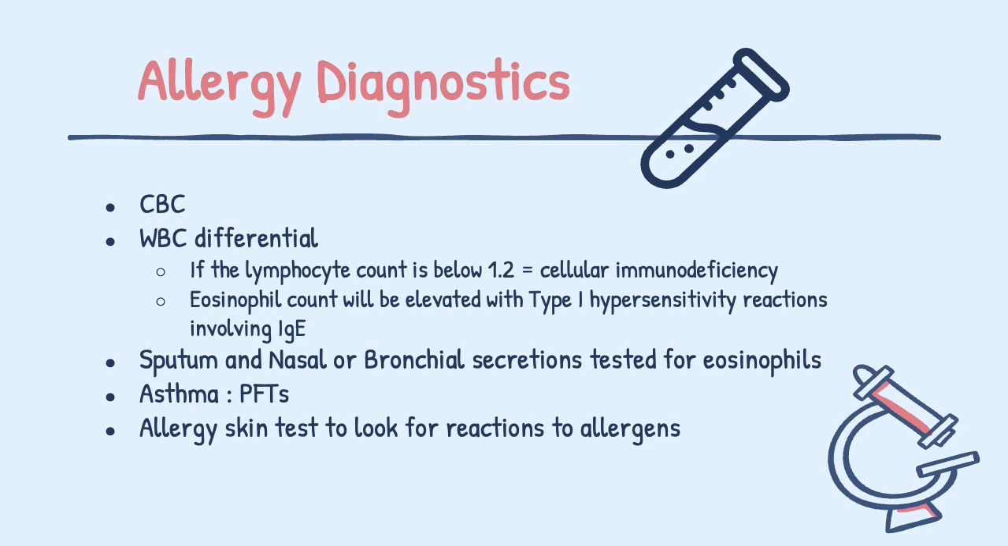If serum IgE levels are elevated, this is another way to detect that type 1 hypersensitivity reaction, and is often done to diagnose atopic diseases. Sputum, nasal, and bronchial secretions also may be tested for eosinophils. So if the patient is also being investigated for asthma, pulmonary function tests, which you reviewed in the respiratory unit, will be useful in this diagnosis as well. And finally, allergy skin testing can be completed, and that is specific to different types of allergens.